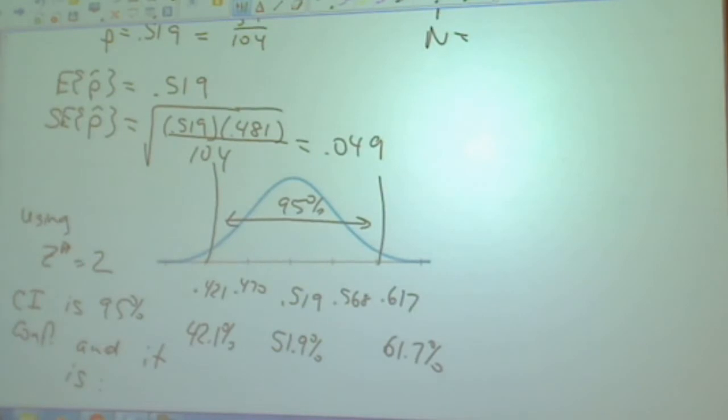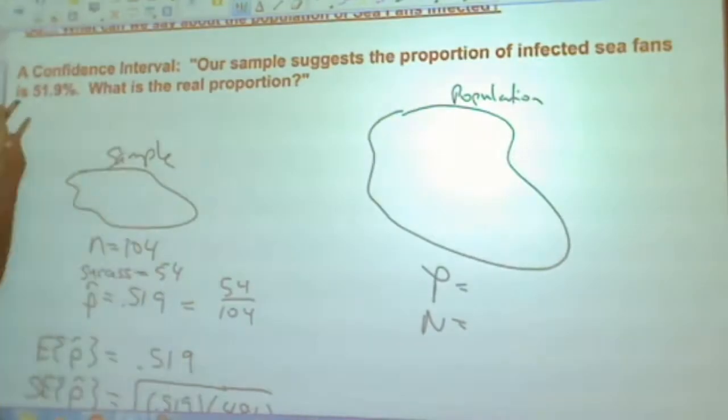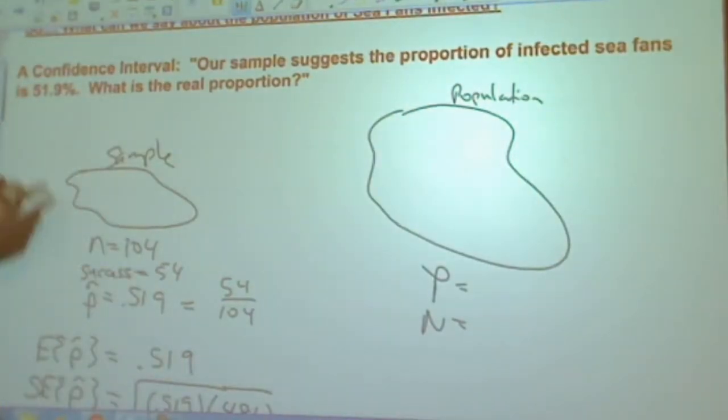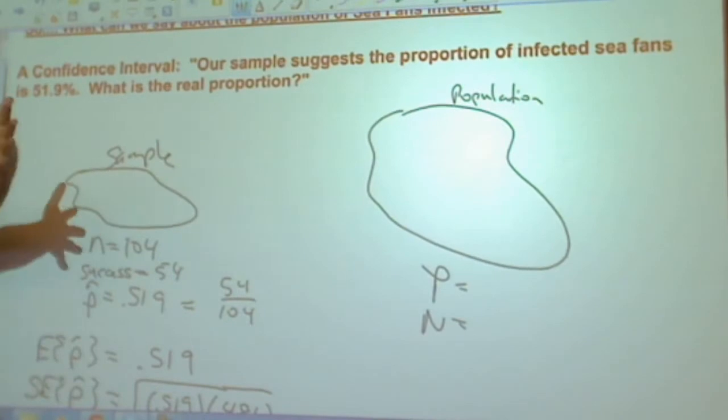How would the question be worded? It would be like this. Our sample suggests the proportion of infected C fans is 51.9%. What's the real proportion? And then it would probably be like generate the 95% confidence for the real proportion. Okay, so then we just take the percentage that we have, and we know that that's going to be our p hat, right? Yes. Yep, this is our one sample. And that's used to generate your boundary.